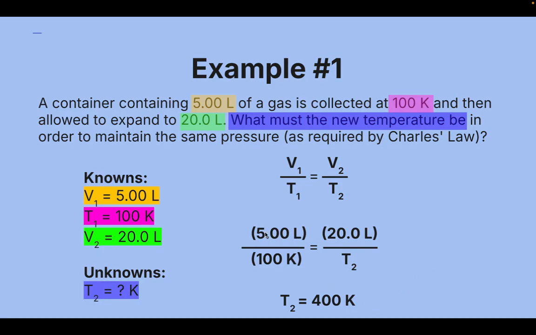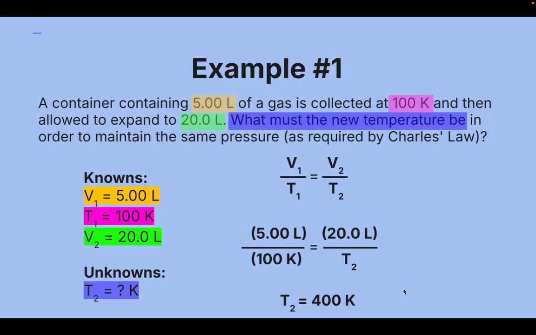Sig fig wise, we have 3 total sig figs here, 3 total sig figs here, and 1 sig fig here. Just this one is significant. And since we're cross multiplying and dividing, we follow multiplication and division rules for sig figs, which requires us to round our answer to the total number of sig figs that is equal to the smallest total number of sig figs in our starting numbers. So since this one has 1, that's our smallest, I need to round my answer to 1 total sig fig, which is why it's 400.